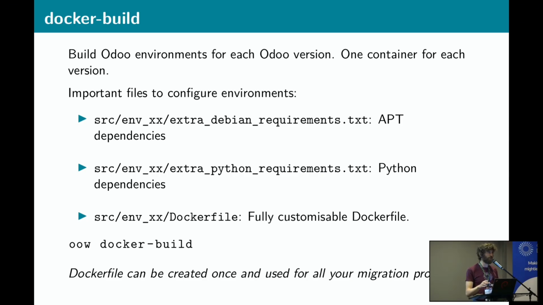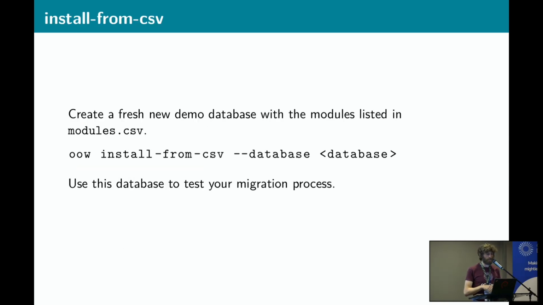We are not experts in Docker files, so that's why we just provide a Docker file that works for standard Odoo Community Edition modules, not for all the OCA modules and so on. Okay, so after that, you can use this little command, install from CSV.